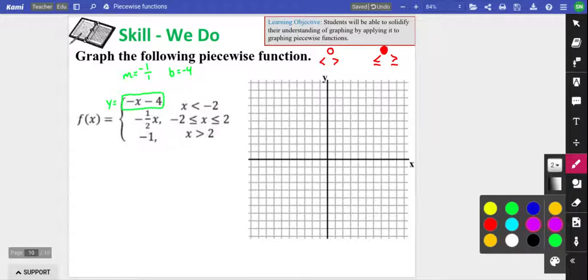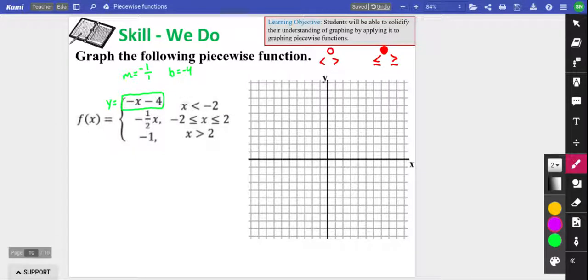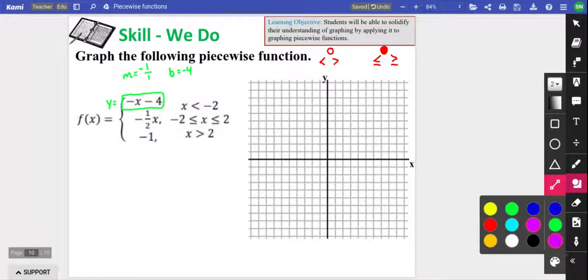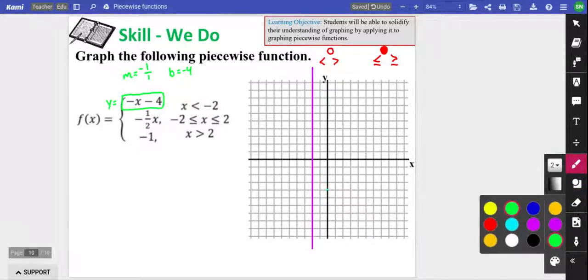The restriction in this case is saying that at negative 2, we will have a break in the line, so I will make a line. This line is not part of the graph, but it just helps us graph the piecewise function. So let's start by putting the negative 4, that's the y-intercept, right here. Then the slope is negative 1, that means I go down 1, 1 to the right. So down 1, 1 to the right, and so on, keep doing that.